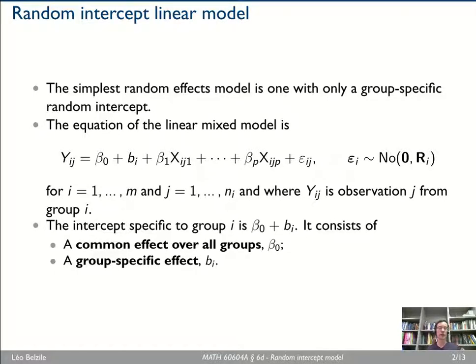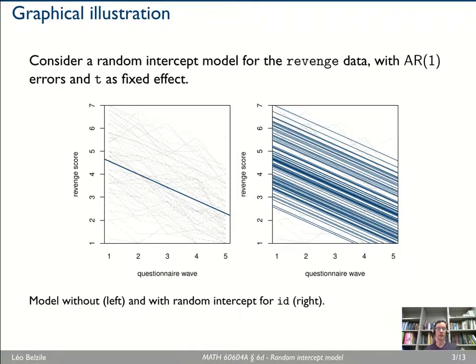And bi is group specific, so the average of the bi is 0, but every group gets one. So there's no baseline here. It's really that beta naught is the common effect overall, and bi is the sort of group-specific deviation from that, which is mean 0.